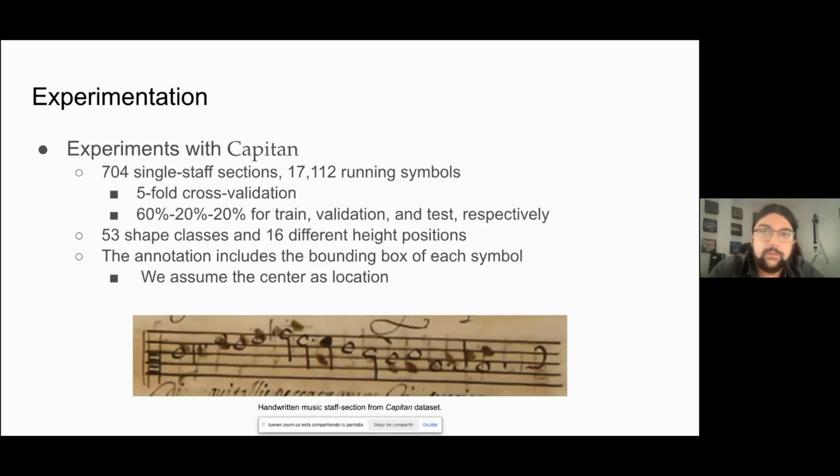The experimentation we did was with the Capitan corpus, which has the characteristics that you can see here. We performed a 5-fold cross-validation, separating 60% for training and 20% for validation and test. We use this corpus because it's very common in optical music recognition, and there are some published experiments with it. This corpus consists of a set of staves with 53 different shape classes and 16 different positions. The annotation includes the bounding box of each symbol, and we used its center for the location of each symbol. You can see here an example of an image of that corpus.